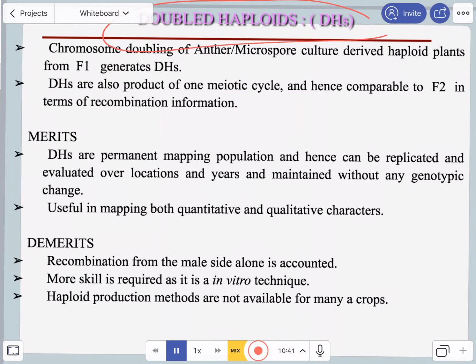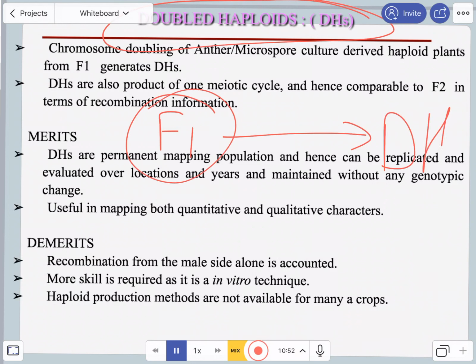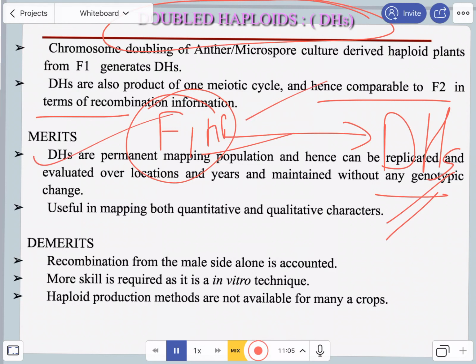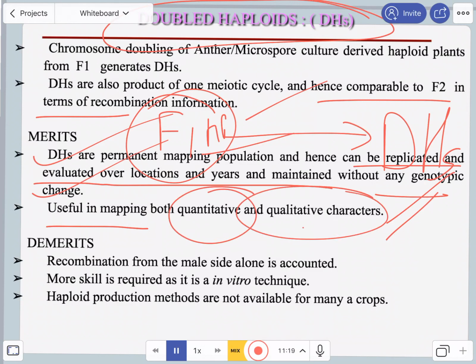Now this is the most important mapping population. This can be developed by chromosome doubling of F1 haploid plants. We get the double haploids. Double haploids are the product of one meiotic cycle and hence comparable to F2 in terms of recombination information. Double haploids are a permanent mapping population and hence can be replicated and evaluated over locations and years and maintained without any genotypic change. They are useful in mapping both qualitative and quantitative characters.